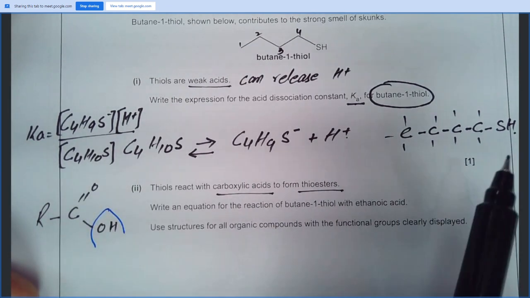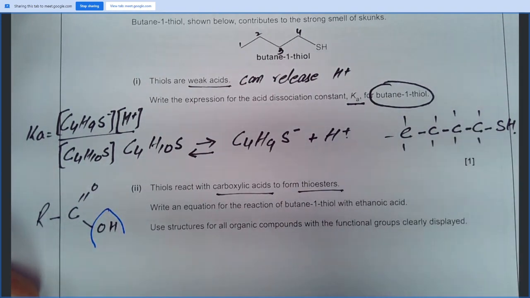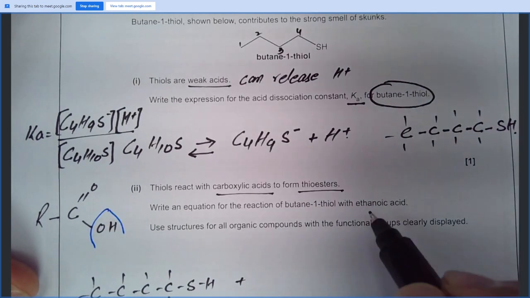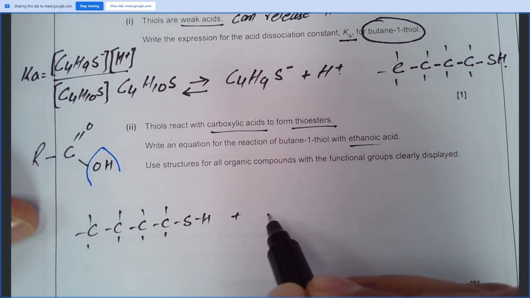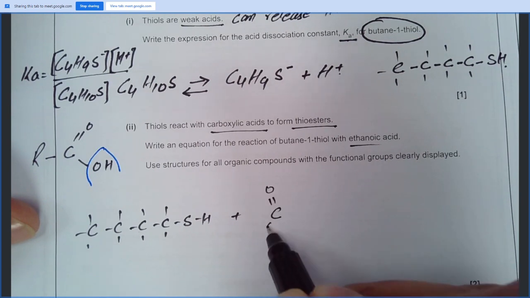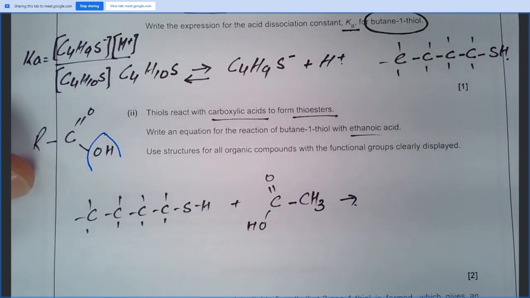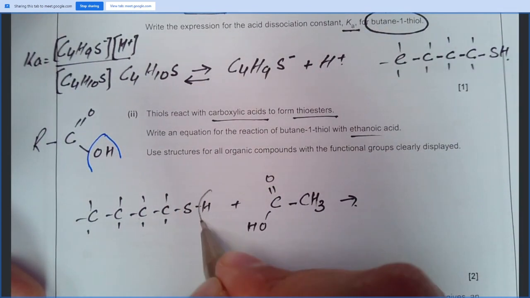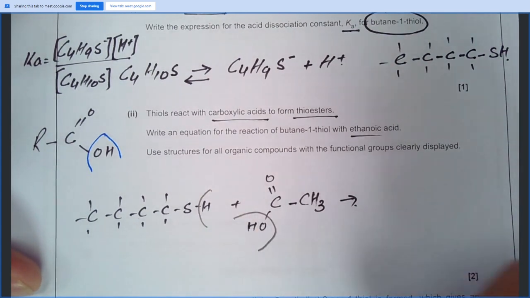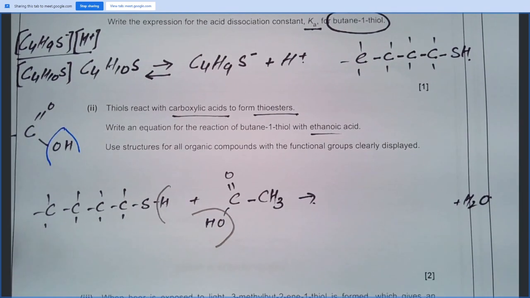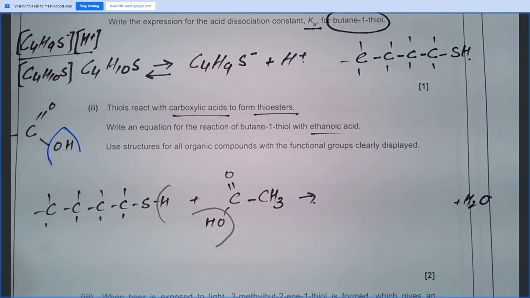So this is my butane 1-thiol, so I can say 1, 2, 3, 4, and S-H, plus which acid do I have here? Ethanoic acid will be C double bond O, O-H, C. Do we agree with this bit? Now what will happen? Hydrogen from here, OH from here, they will come out as water, and the remaining molecule I can write down together.